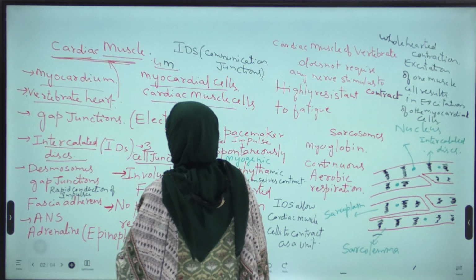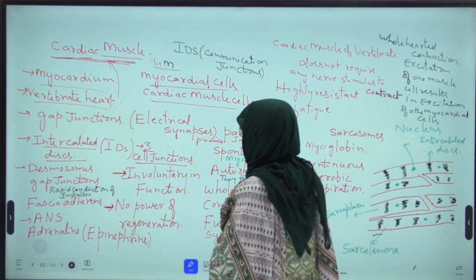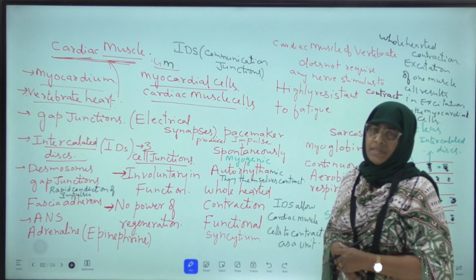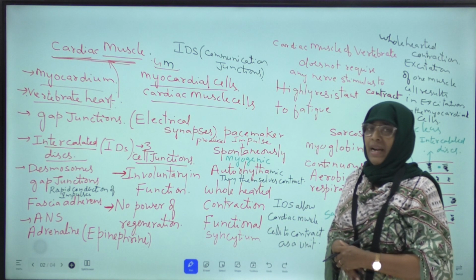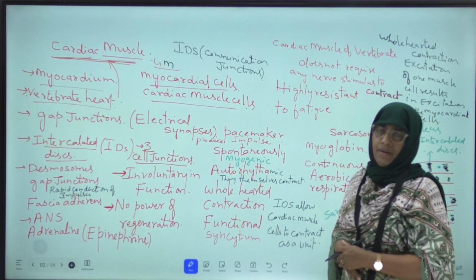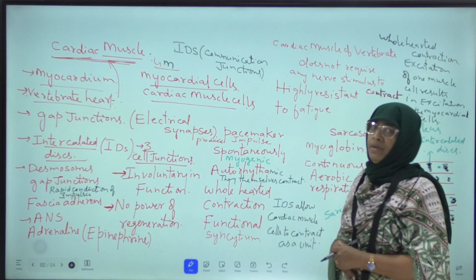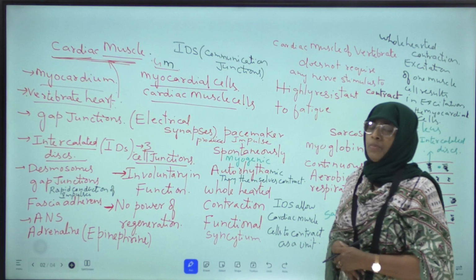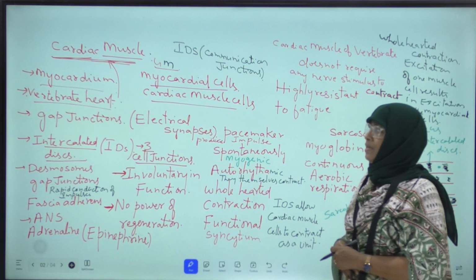Cardiac muscle. Next, this cardiac muscle structurally resembles skeletal muscle or striped muscle, but functionally it resembles smooth muscle or visceral muscle.